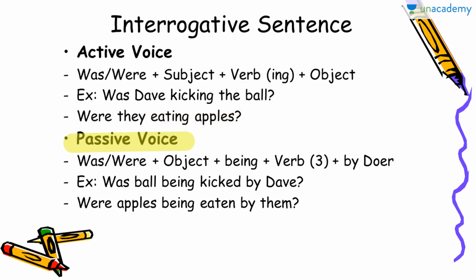In passive voice, again, was or were will remain, but according to the object. This object is the same word or the same thing on which action is done, then being, then verb third form, and then doer. For example, was ball being kicked by Dave? Were apples being eaten by them?